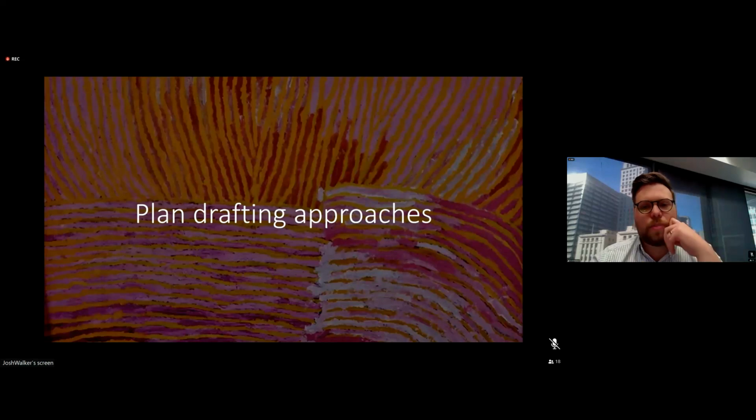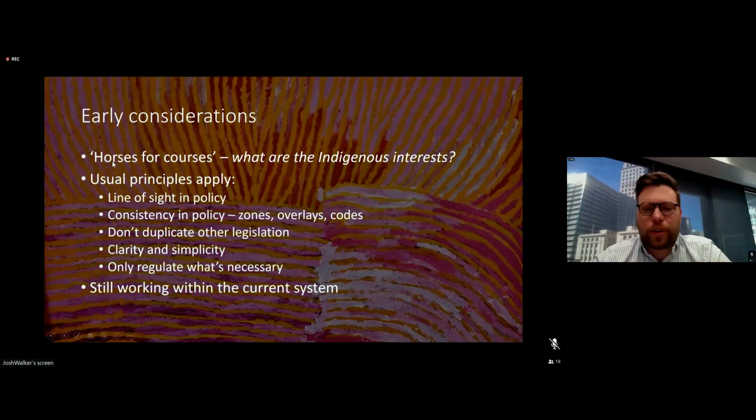And what we'll do is talk about the drafting approaches according to sections in a planning scheme and how it might usually fit. So something I want to preface it with is that this is really a horses for courses approach. What are the Indigenous interests that you're looking to protect? It's going to be different depending on where you are. And the other thing that's really important is that you don't throw the baby out with the bathwater, so to speak. The usual principles of good planning scheme drafting still apply.